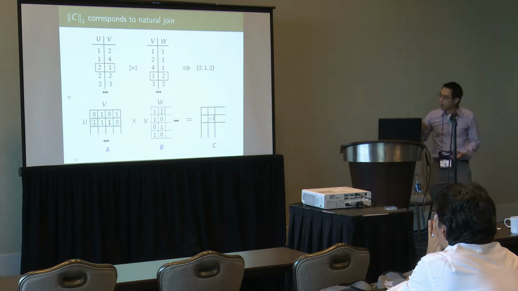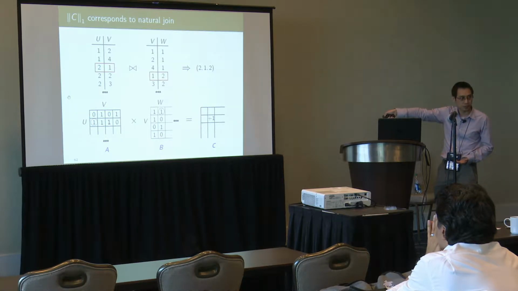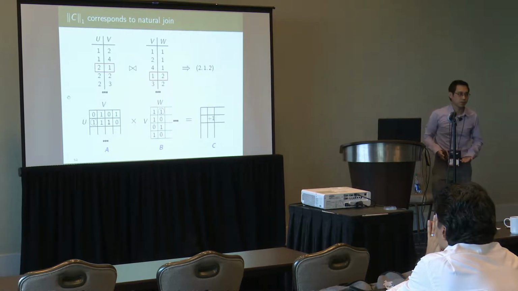Now, two tuples join and produce the tuple (2,1,2). This corresponds to this one multiplying this one, and they increment the value of this cell, C22, by 1. If you sum up the values of all the entries of this matrix, that is the size of the natural join.